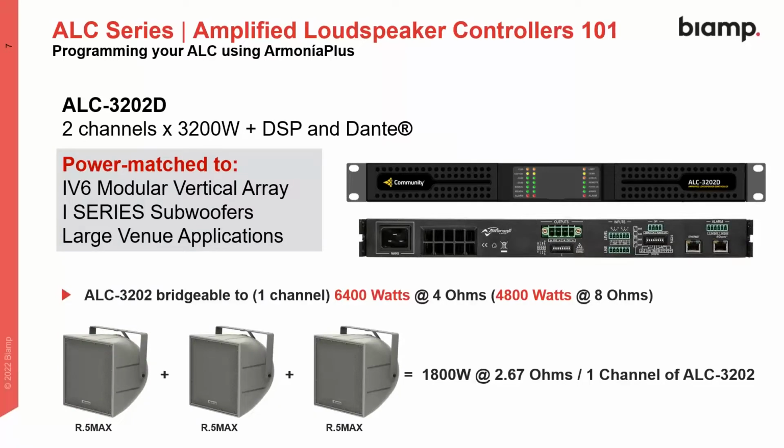The third one is the 3202. That's a 2-channel at 3200 watts. Again, very handy when using with IV6 modular arrays, high power for I series subwoofers. This one is happier down in lower impedance land. So large venue applications, like the example on the bottom of the screen, you can take 3 600 watt devices, get a lower than comfortable 2.6 ohm impedance measurement, and you can power these off of 1 channel of an ALC 3202. So again, a lot of flexibility. You can also bridge this down to 6400 watts at 4 ohms. So a lot of power available for larger applications.